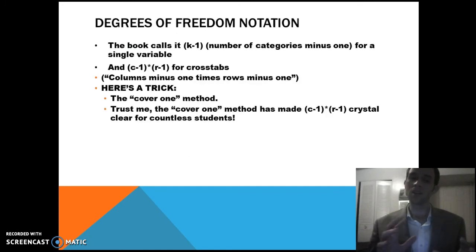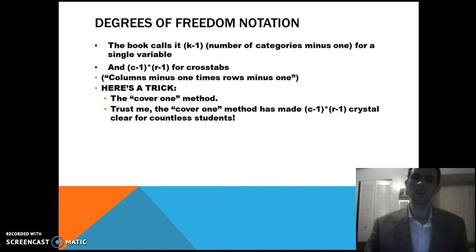Now look in the book and think about these mathematic notations. So the book calls it k minus 1 for the one-way table, the goodness of fit. And that means the number of categories in the variable minus 1. That's how you get your degrees of freedom for goodness of fit for a one-way table. If you have a two-way table, you have C minus 1, columns minus 1, times R minus 1, the number of rows minus 1. So the number of columns minus 1 times the number of rows minus 1 gives you your degrees of freedom. I'm going to make that crystal clear for you and much more straightforward with a little trick, or a hack like we would say nowadays.